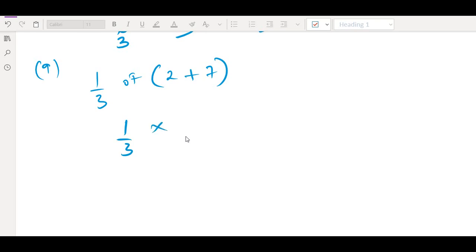1/3 of 9, so that's what? 3. Read the question again. So that is 1/3 of the sum of 2 and 7. Yes, it's divided. So this number 3 is divided by something. What's it divided by?